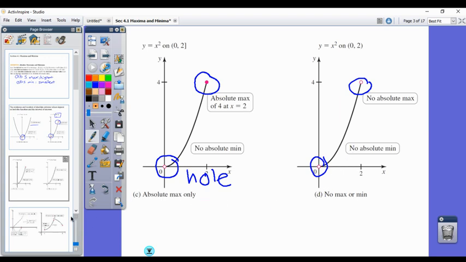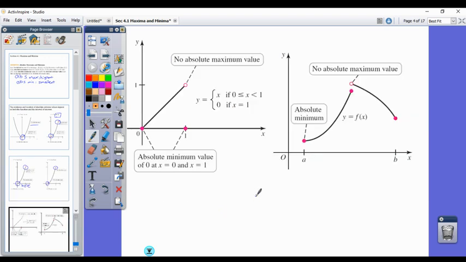All right, the other thing that I want to draw your attention to is when we have discontinuity. So we've got an absolute min here at 0 and also at 1, but there's not going to be an absolute max because that is undefined. And then here we have an absolute min. This is our lowest possible point, but there is no absolute max because we've got a jump here. Okay, so we have to watch out for those as well.